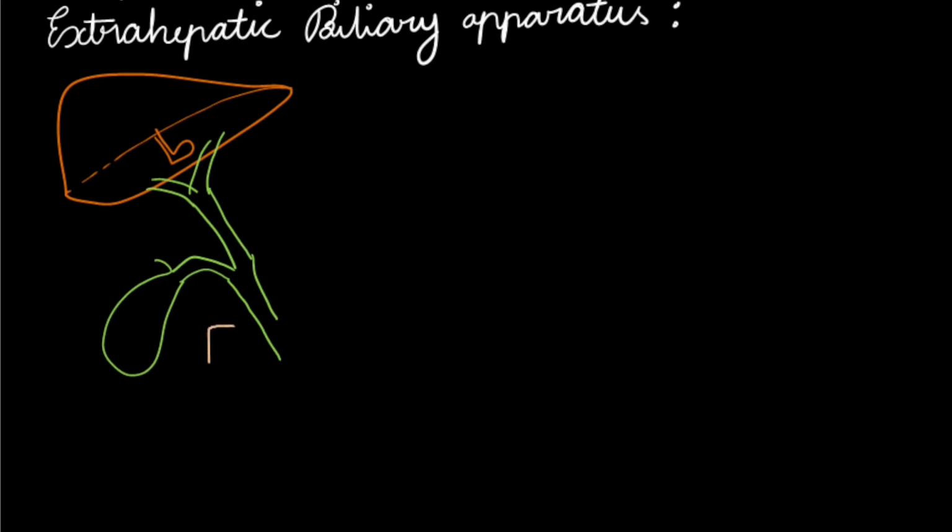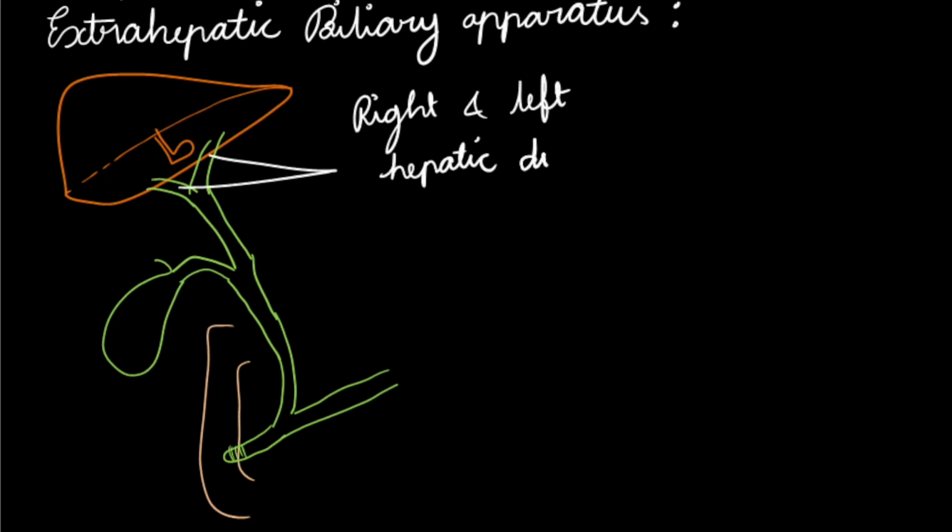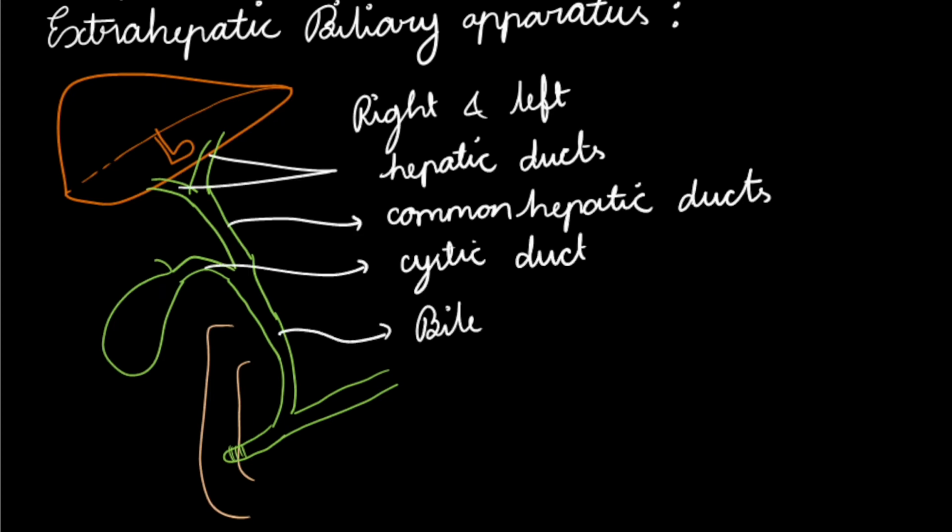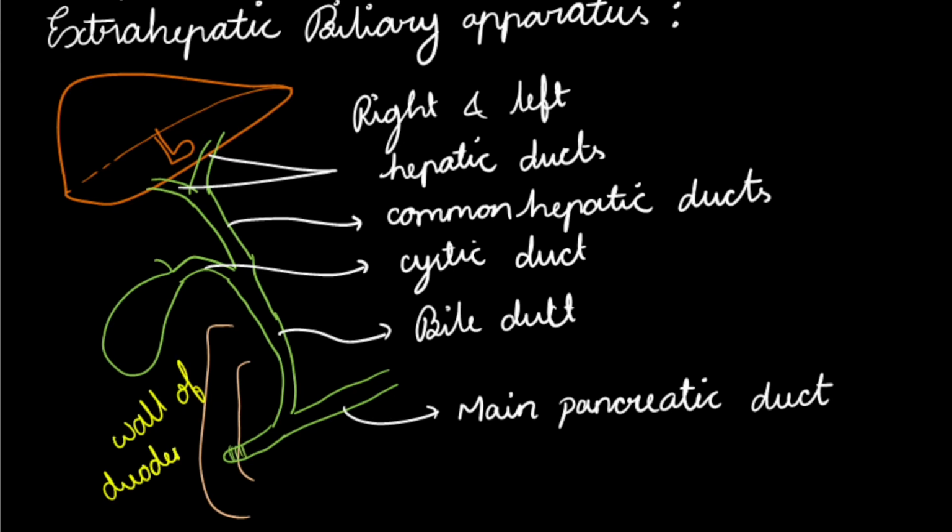You just imagine that this is the second part of the duodenum. So here this common bile duct will be entering, and it joins with the pancreatic duct, which arises from here, and it opens in the second part of the duodenum. Here the opening is called the hepatopancreatic ampulla. So this forms the components of the extrahepatic biliary apparatus.